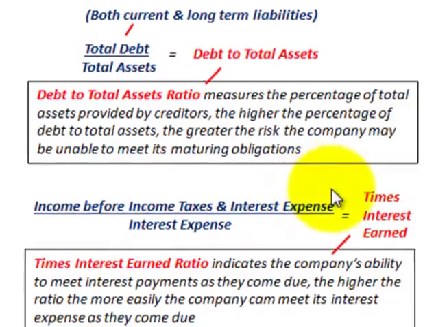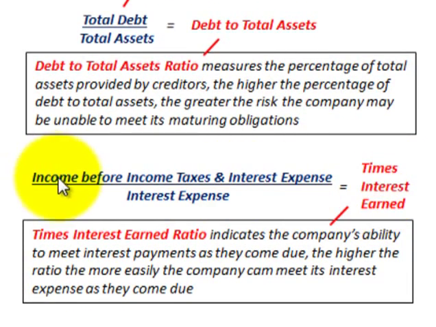Next, let's look at the times interest earned ratio. This is where we take the income before income taxes plus the interest expense, and you divide that sum by the interest expense itself. That gives us our times interest earned. The times interest earned ratio indicates the company's ability to meet interest payments as they come due. The higher the ratio, the more easily the company can meet its interest expense as it comes due. So what you're looking for is a high times interest earned ratio, actually a high number.